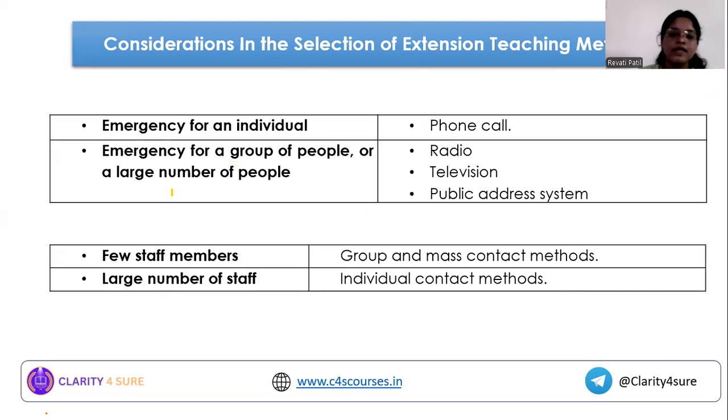Next is emergency. If there is an emergency for an individual, then you must choose a phone call. But if an emergency is for a group of people, then you should choose radio, television, public addresses. Take an example: some XYZ disease has spread in poultry in the country, and within 24 hours, within a limited time period, we want to reach all the poultry farmers in our country.